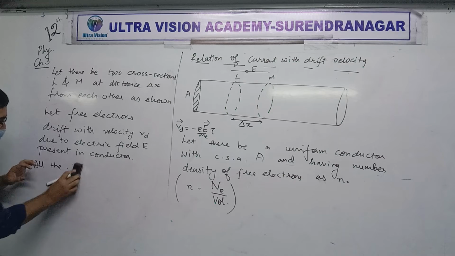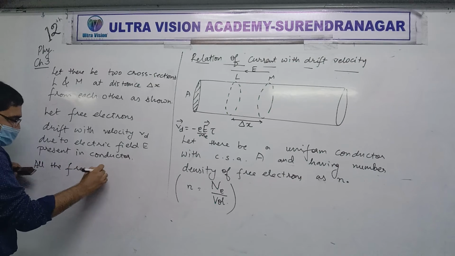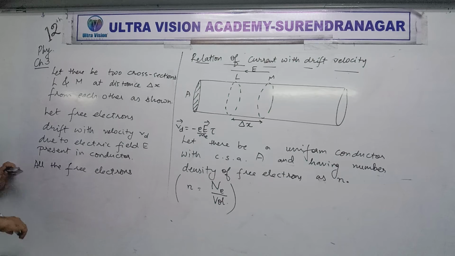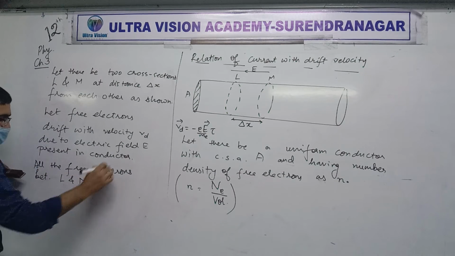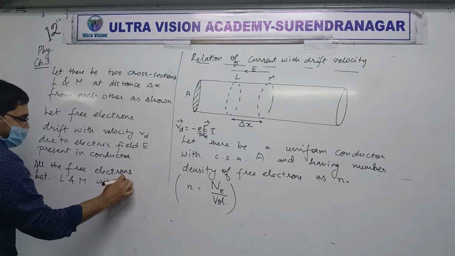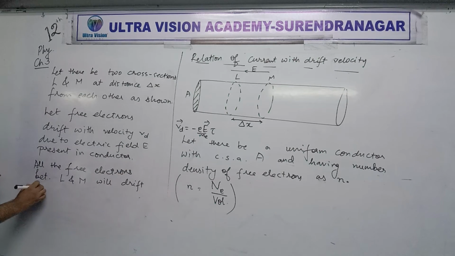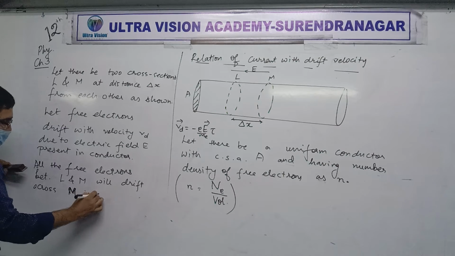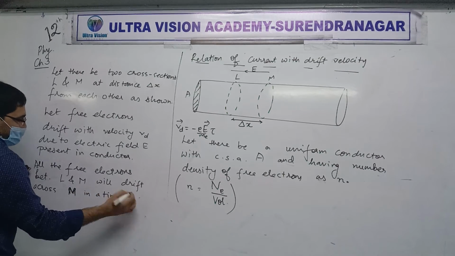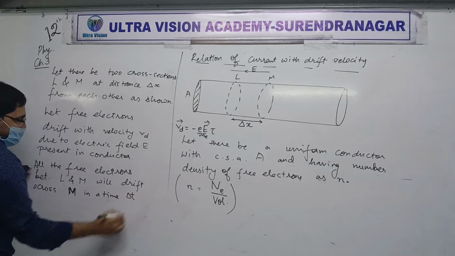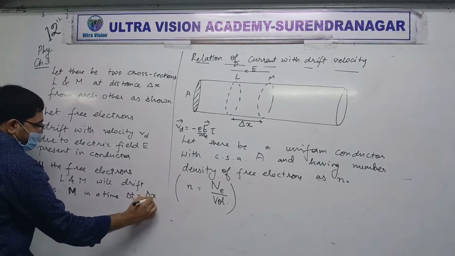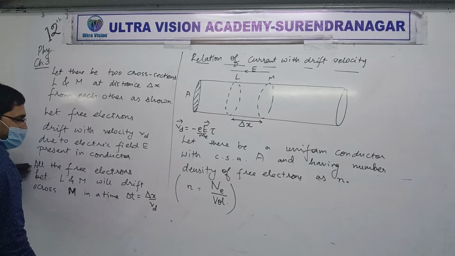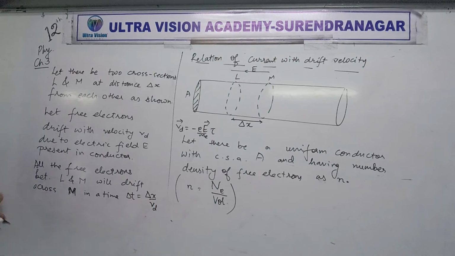So you can say that all the free electrons between L and M will drift across M in a time which you can write as delta t, equal to delta x by Vd. The time is delta x by Vd.